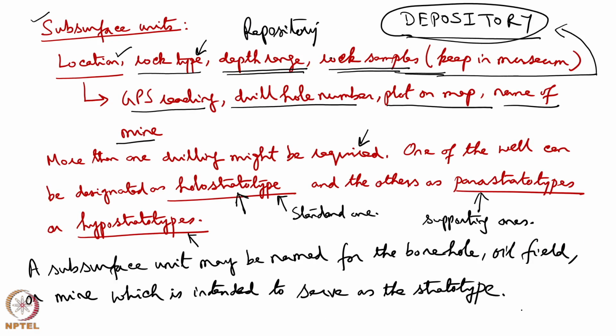A subsurface unit may be named for the borehole. Depending on the name of the borehole, the subsurface unit can be named. Suppose the borehole number is K13, just as an example, then we can call that subsurface unit K13 Formation, F capital. The subsurface unit found by the drilling can also be named based on the oil field.